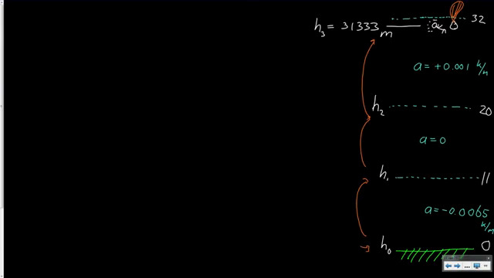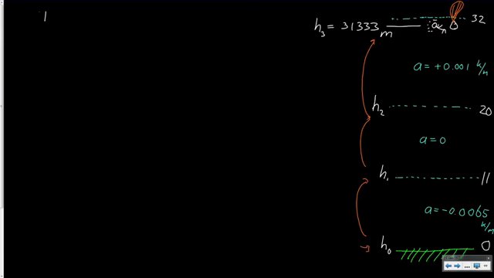Let's start with the first layer, the troposphere, which starts at 0 kilometers and goes up to 11 kilometers. The gradient there is minus 6.5 Kelvin per kilometer. So in SI units, it is minus 0.0065 Kelvin per meter. So let's start by first jumping to 11 kilometers.